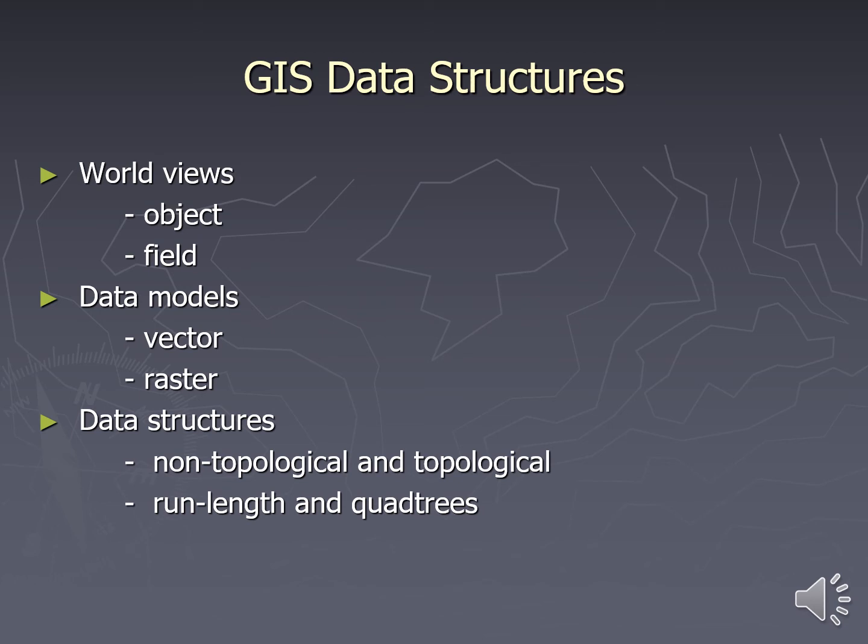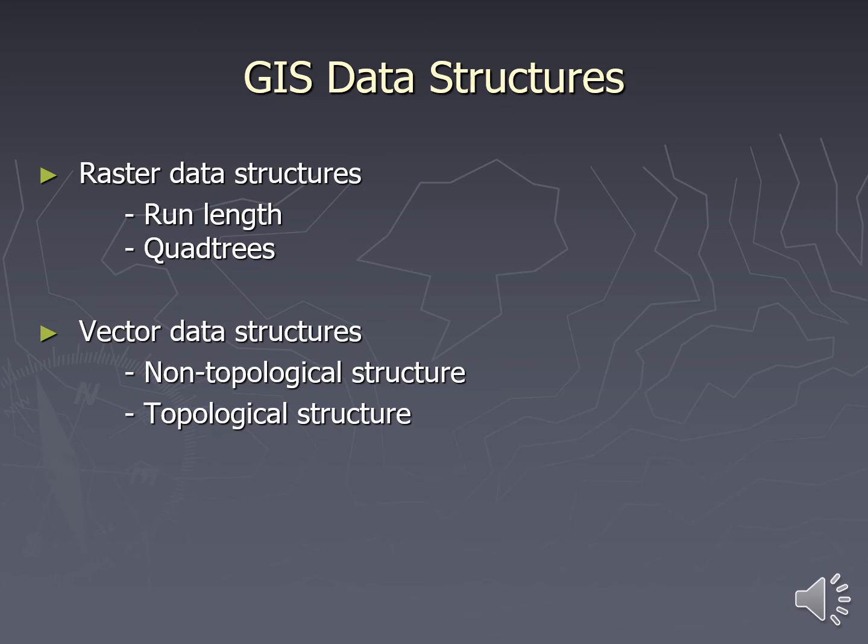So GIS structures, like I said before, there are worldviews, which include both the object and the field, and within that structure you also have the types of models, vector and raster. And there are really two types of structures: non-topological and topological. Non-topological does not contain the relationship between pieces of geographic information data, whereas topological does. And there are also things known as run length and quad trees. Run length is essentially what you would consider for raster data, and quad trees is a way of reducing the resolution within a raster data set. I'll get into that a little bit more, but this is what we're looking at when we're looking at data structures.